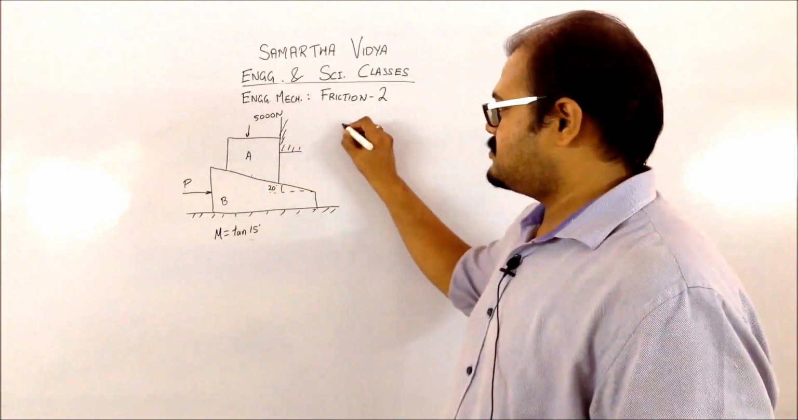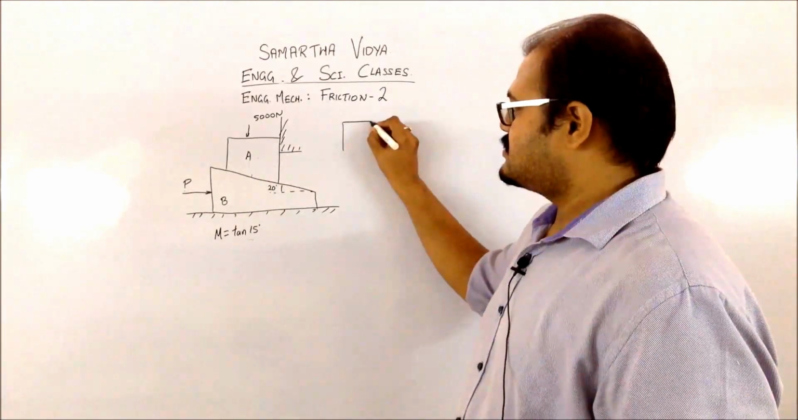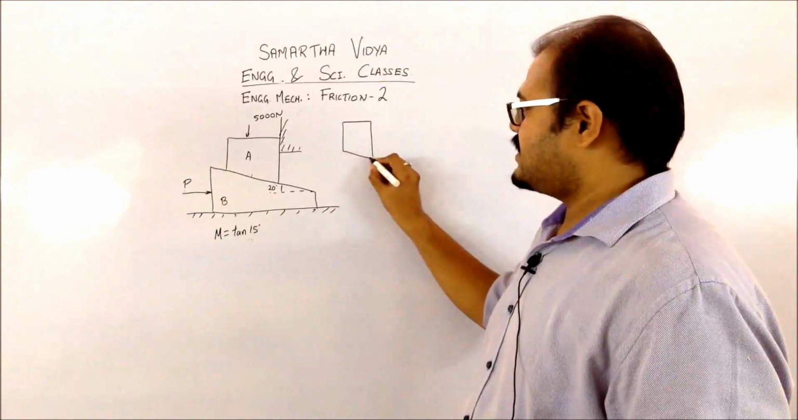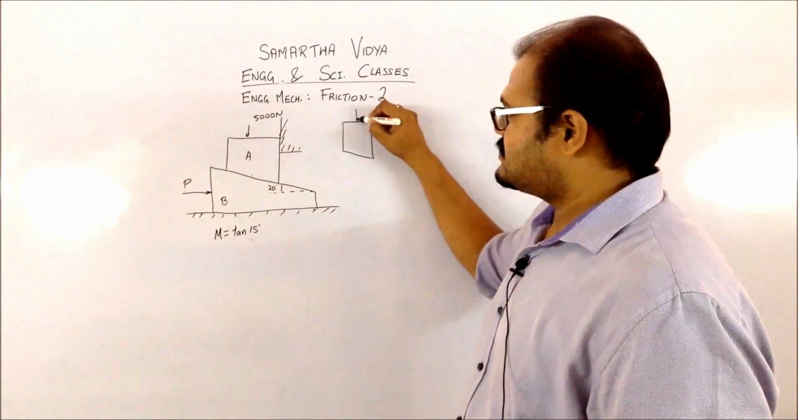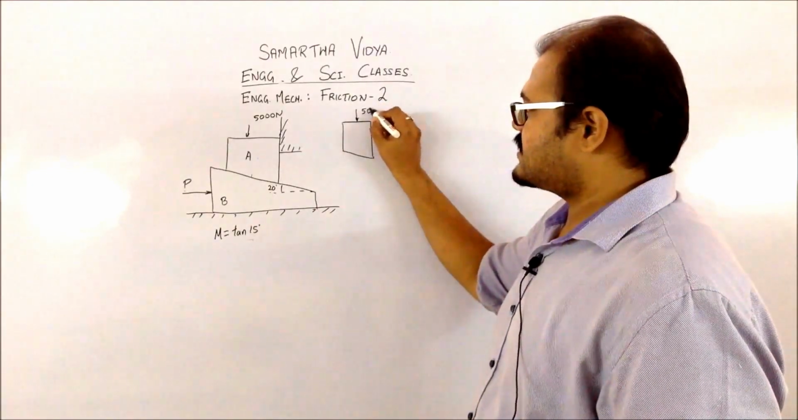So let us try to draw the FBD of A. So FBD of A will be looking like this. We have this block A. There is this 5000 newtons which is acting downwards.